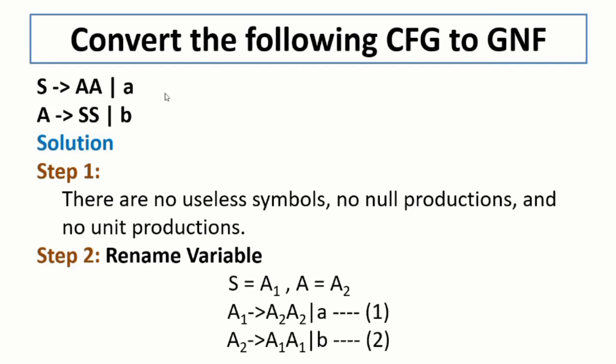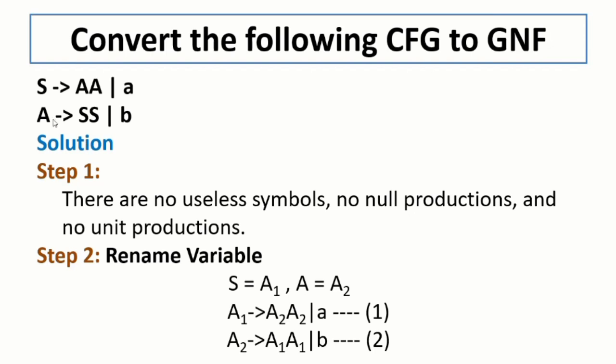The given grammar is already in Chomsky normal form because the right hand side has two non-terminal symbols or a single terminal only. In the second step, rename the variables. Take the left hand side non-terminals: A1 is assigned to the variable capital S and A2 is assigned to the variable capital A. Then replace it. S replaced by A1 tends to AA replaced by A2 A2, or terminal a. Next, A tends to SS or small b.